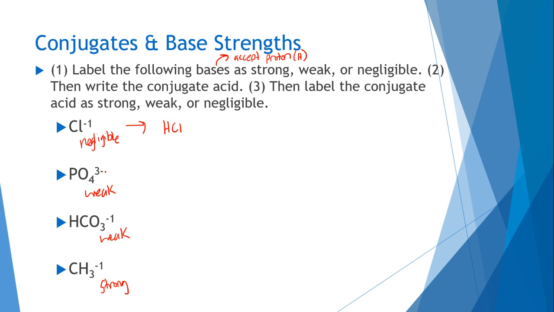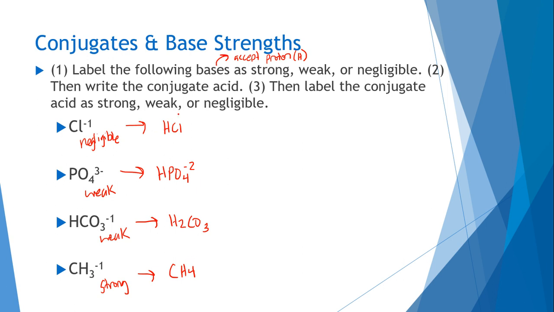PO43 negative, we should recognize that PO43 negative is going to gain a hydrogen, so HPO4. I'm getting more positive, so this is just a negative 2 instead of a negative 3. Here, we're going to gain a hydrogen, so now I have 2 hydrogens, CO3. My charge becomes more positive, so it balances out to be neutral. And then the last one, we have CH4, because I'm gaining a hydrogen. Negative 1 plus 1 gives me no charge on this one.